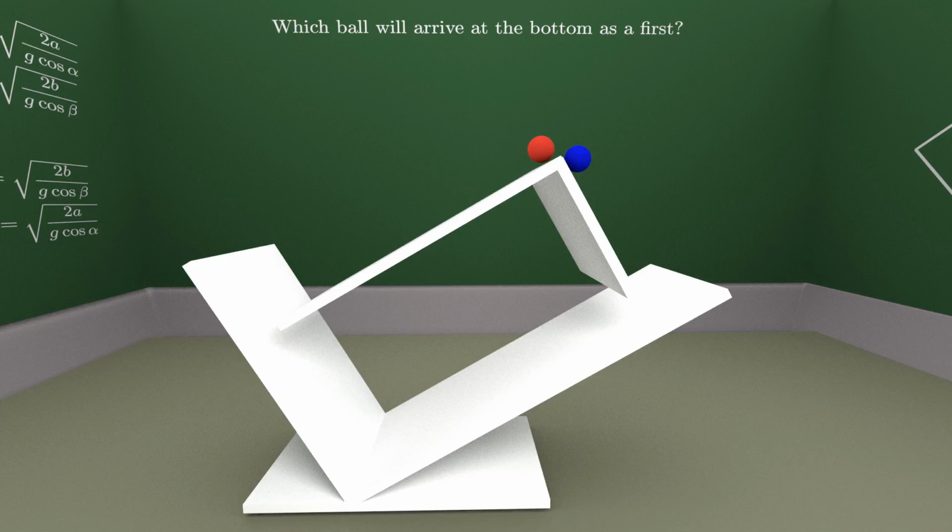This is one very interesting problem. Which ball will arrive at the bottom first? What do you think? Of course, there are some assumptions. First, the particles move only under the influence of the Earth's gravity force. Second, there is no friction of any kind. And third, they start from rest.